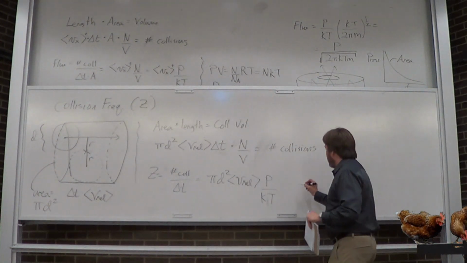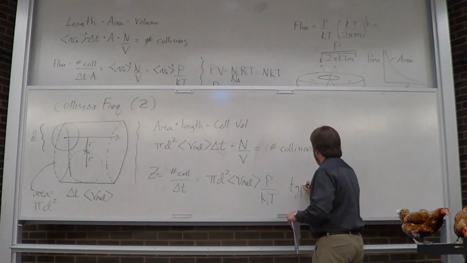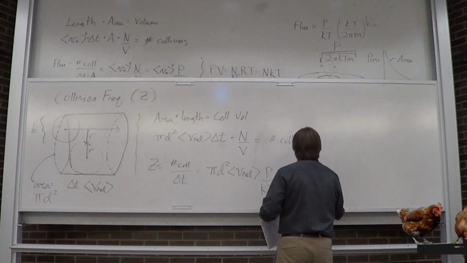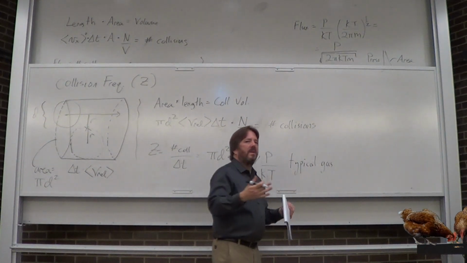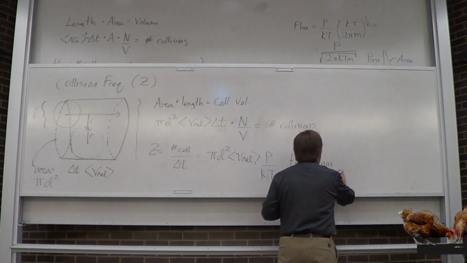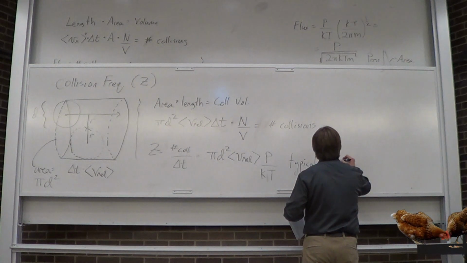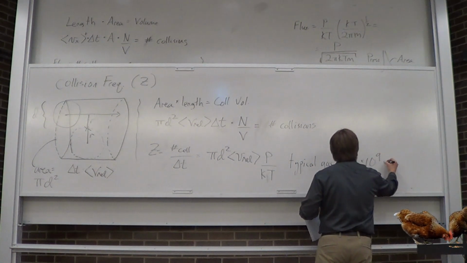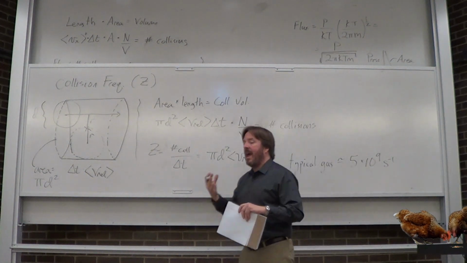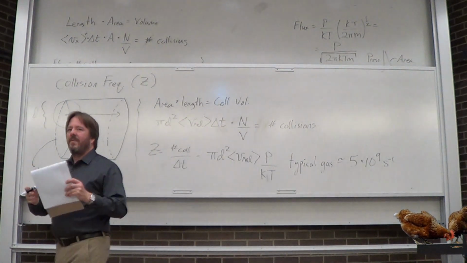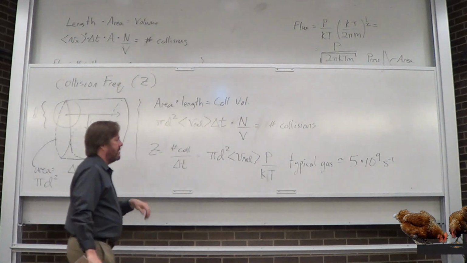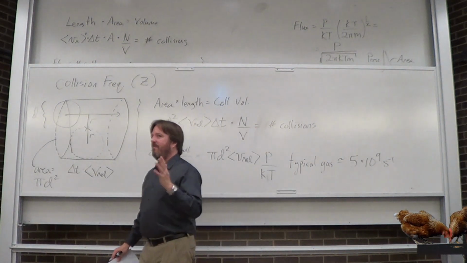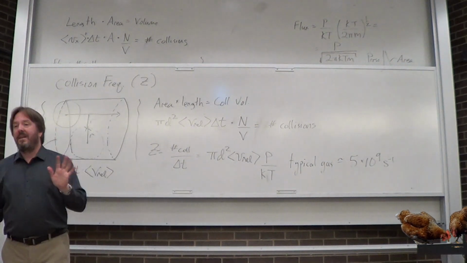Now, for typical gases, and what I did in your book, I plugged in numbers for O2 at room temperature and pressure. What you get is around 5 times 10 to the 9 per second. Collisions doesn't have a unit, right? That doesn't make sense. So that is a typical collision frequency, which is a lot, right? I mean, that's 5 billion. I'm kind of surprised it's such a big number.